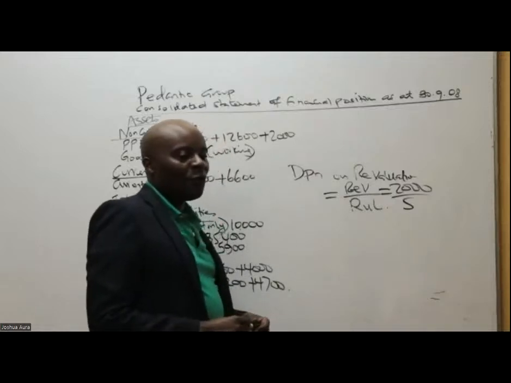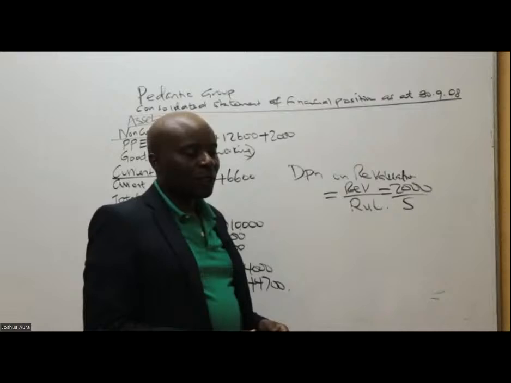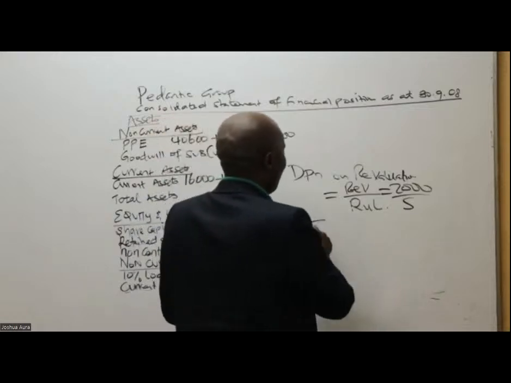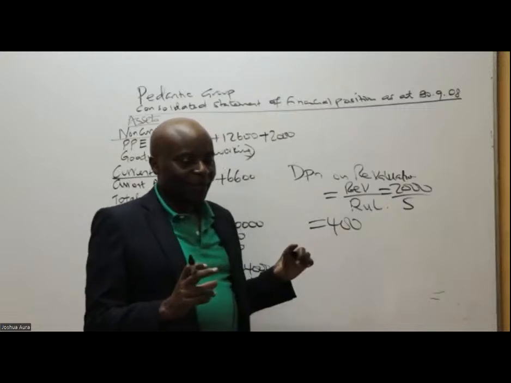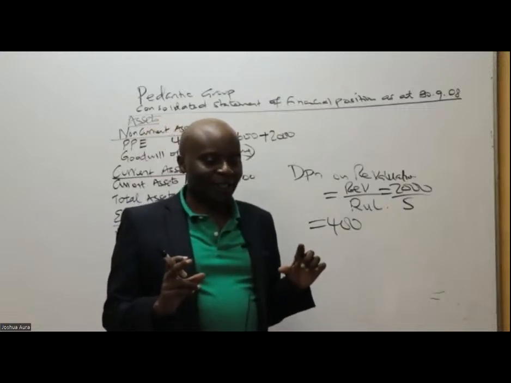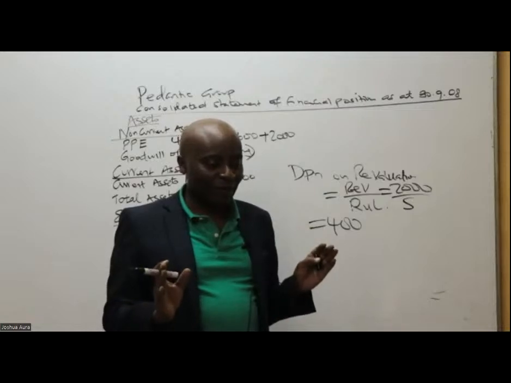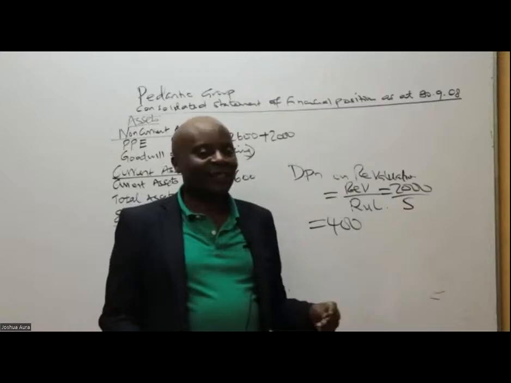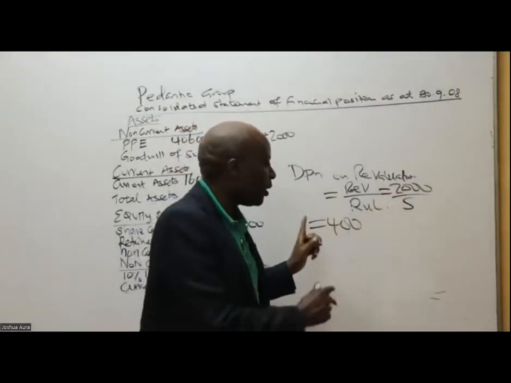2,000 divided by 5, how much does it come to? They say it is 400. But this 400 is for which period? How many months? How many years? This 400 is for a whole year. For when you divide by the number of years, whatever you get will be depreciation per annum.